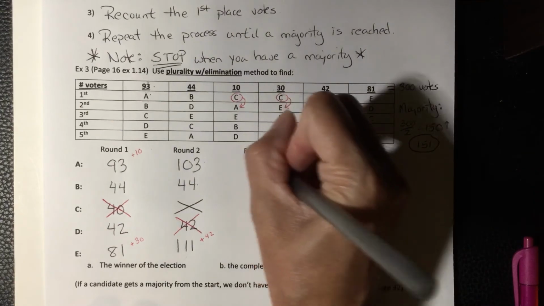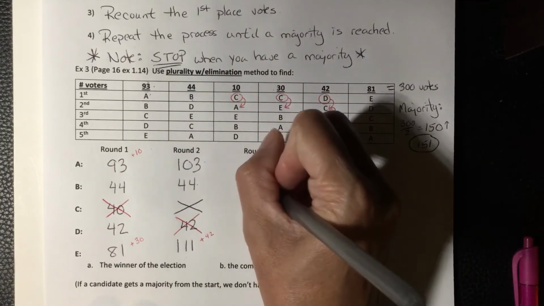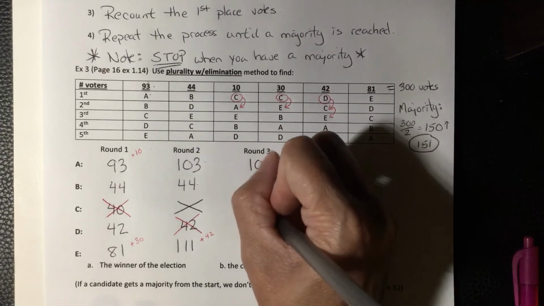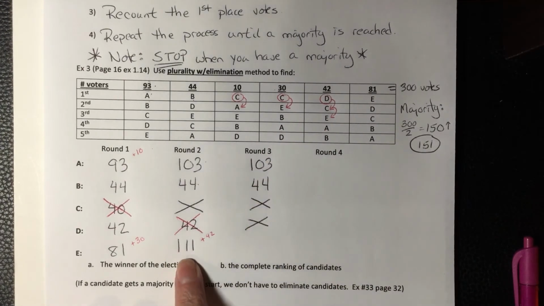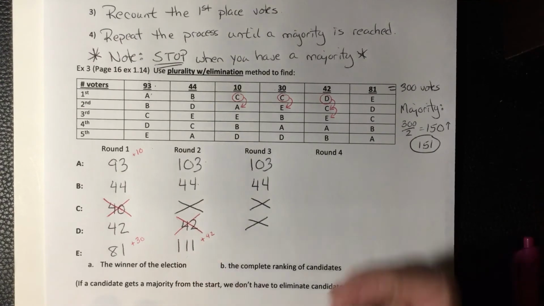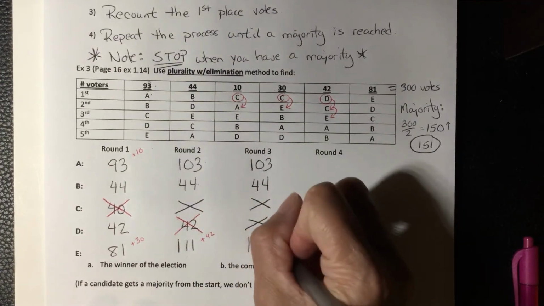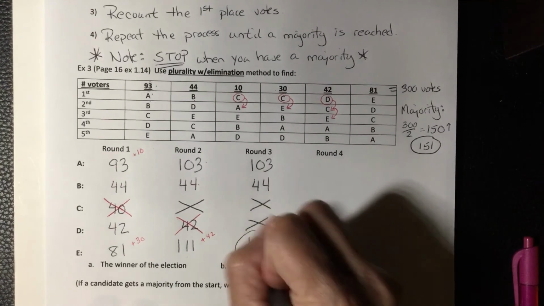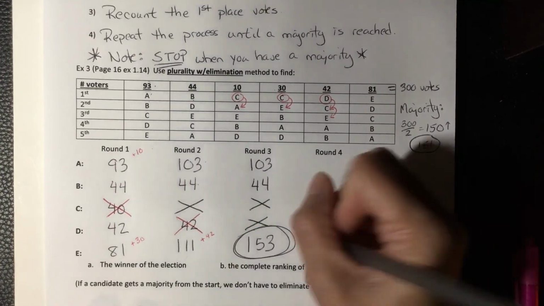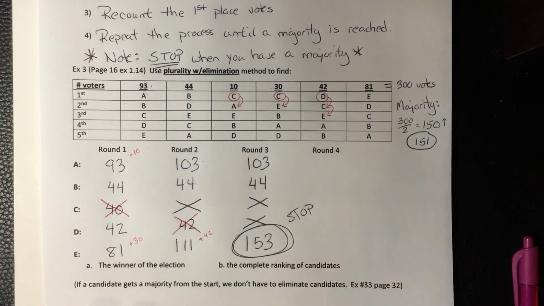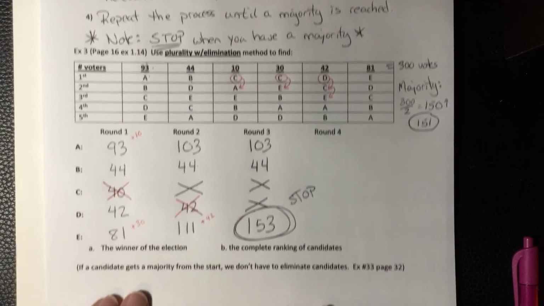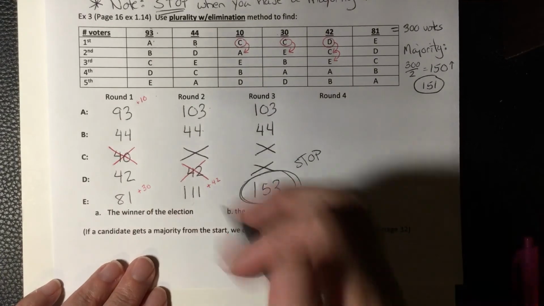So A stays at 103, B stays at 44, C and D are both now out of the election. And then if I take 111 plus 42, I get 153. Notice once we get to here, I can stop. I don't need round 4 because I've gotten to a majority. All right, so the winner of the election will be E.